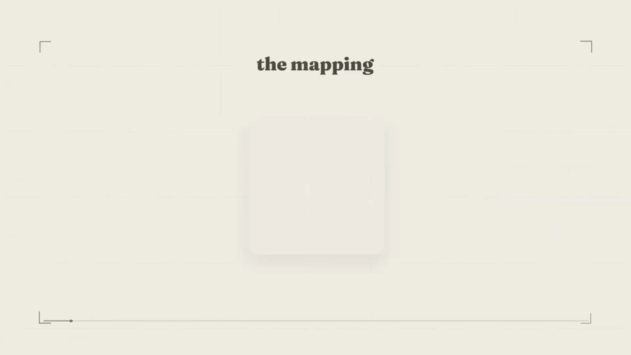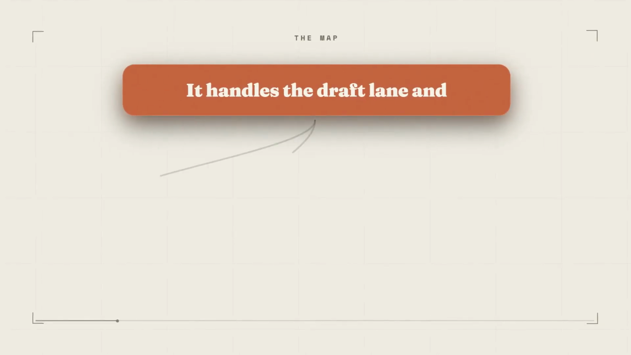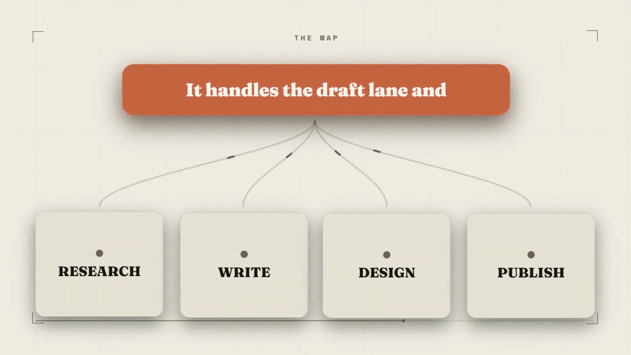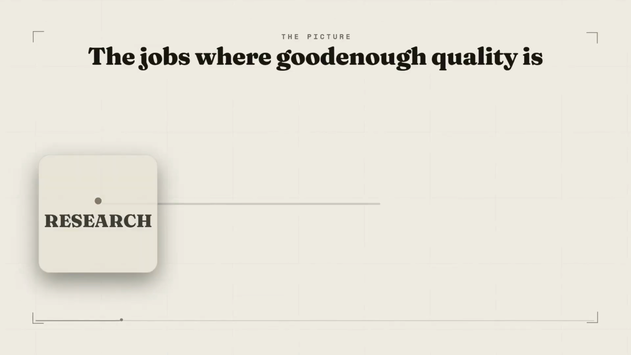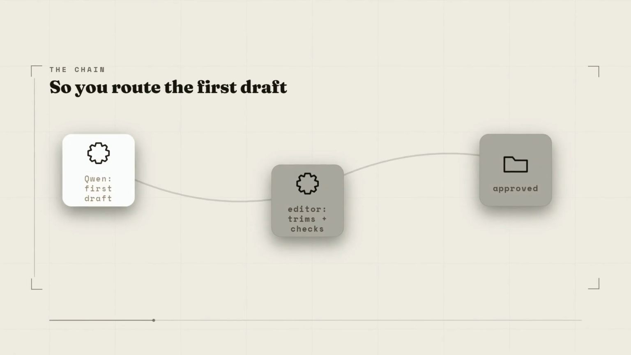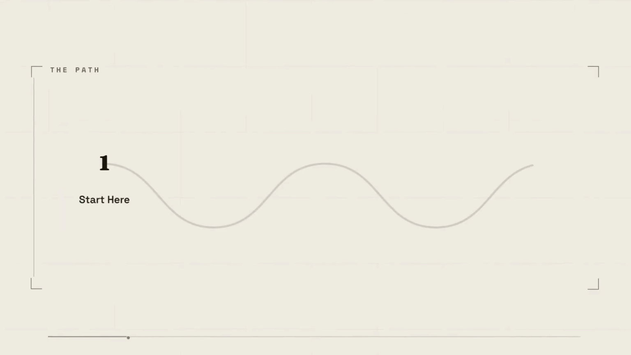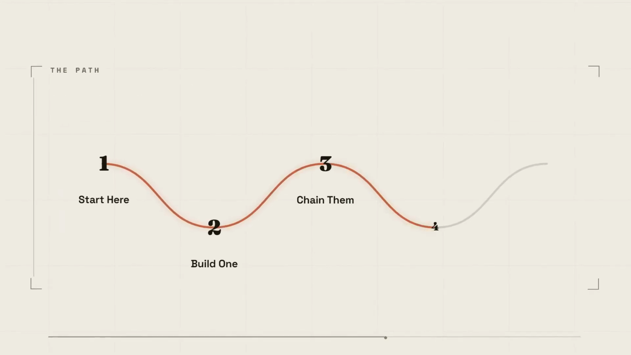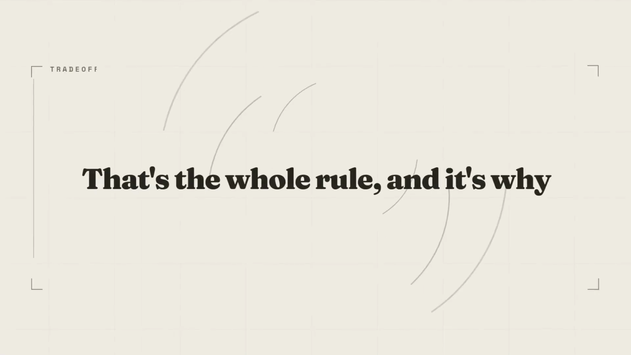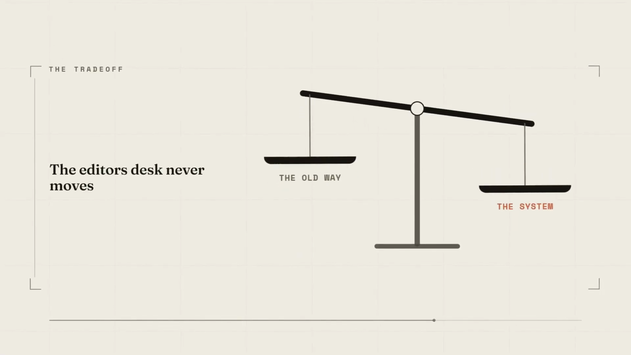The headless Qwen worker you just built, that is the wire service. It handles the draft lane and the volume research and the repetitive formatting. The jobs where good enough quality is the whole point. So you route the first draft of a newsletter to the Qwen worker and the editor trims it and checks the voice and approves it. You route the research aggregation to Qwen, and the editor decides what is worth keeping. That is the whole rule, and it is why the launcher sets the engine per process, not globally. The editor's desk never moves.